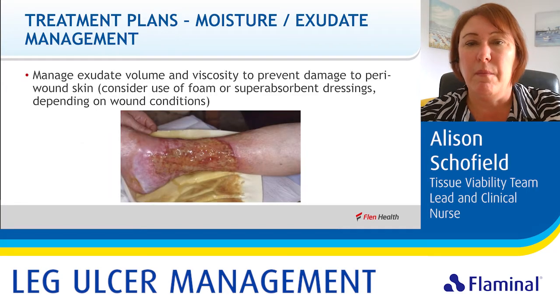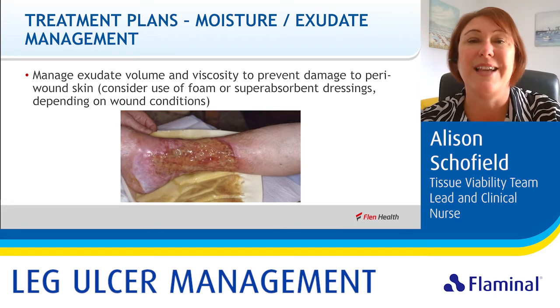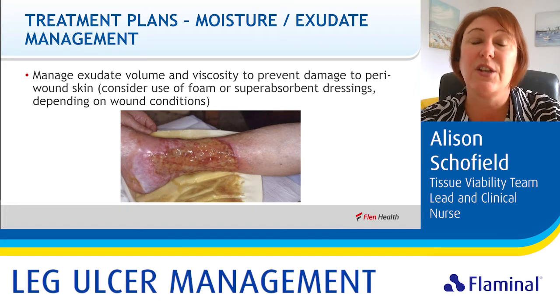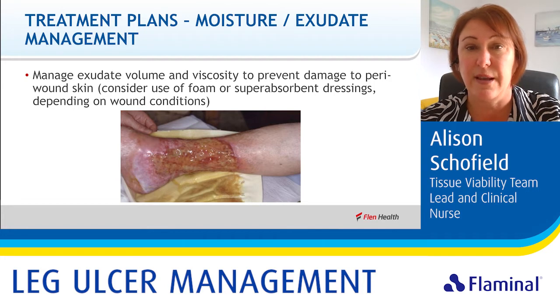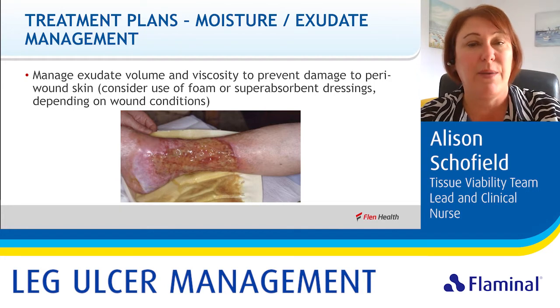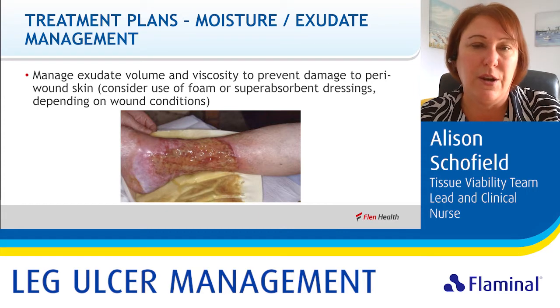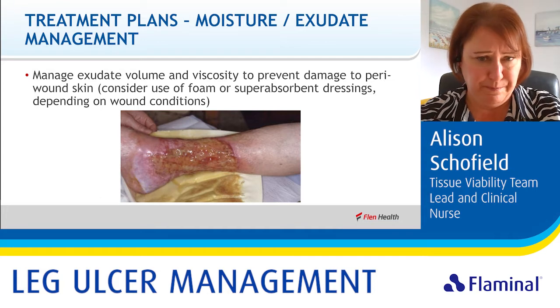So moisture, exudate management. If there's too much exudate, then this can damage the surrounding skin, the peri-wound skin. So we need to consider using products to address this. So it might be that it's a foam product, or it might be an absorbent pad or a super absorbent pad. So it depends on the amount and type of exudate that we're dealing with.